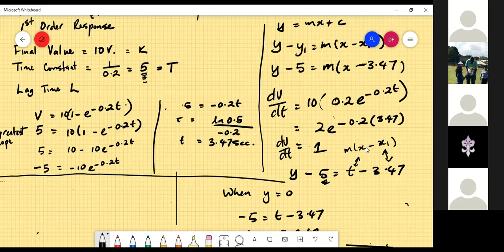So sir, why not 10, sir? Why is it not 10? Yeah, because from the graph, multiply this by 2, so we get 2.